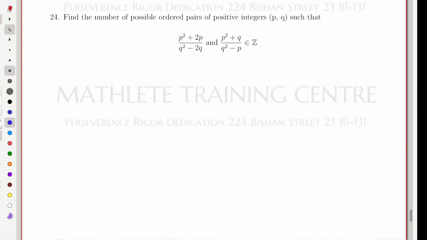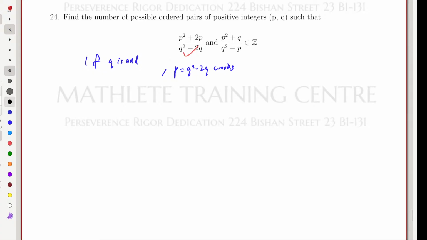And then question 24 is another shocking question, because I spent a lot of time on this question, and in the end it turns out the question is wrong because there are infinitely many solutions. For example, if q is odd and p equals q squared minus 2q, it works. So you can just check it yourself. Okay, never mind, I'll check it for you. So obviously, the first one is an integer, because the numerator is a multiple of q squared minus 2q already.